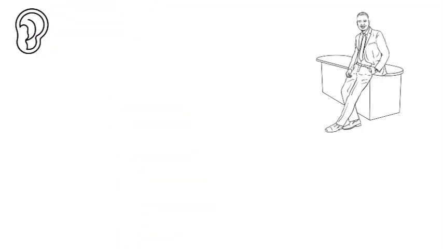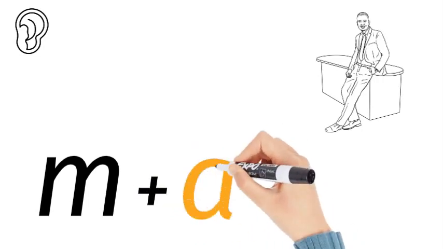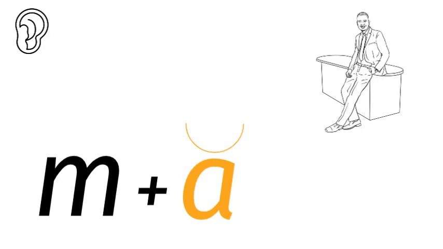Now, what sounds do we hear? We're going to write the sounds. M, a, that is a short vowel sound. So put the short cap. Five short vowel sounds: A for apple, E for egg, I for igloo, O for orange, U for umbrella.